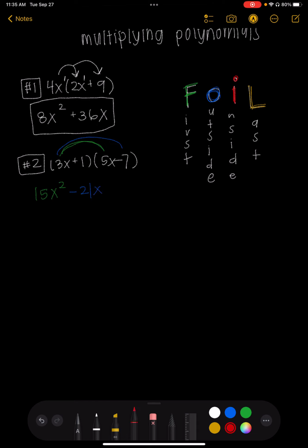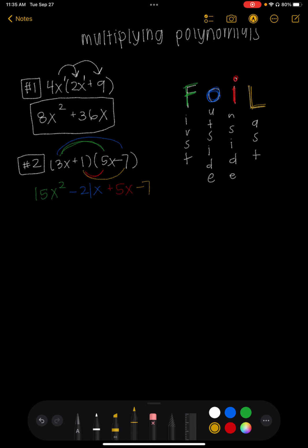Now we're going to move to the inside chunks. The inside chunks are the two in the very middle, which is 1 and 5x, and 1 times 5x is 5x, because 1 times anything is itself. And then we're going to move to the last chunks, so we've got 1 and negative 7, and 1 times negative 7 is just negative 7. There's no x's to worry about in this case.